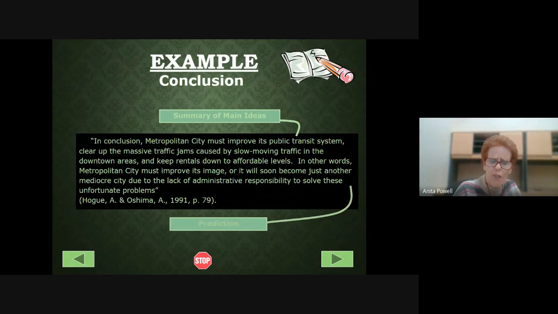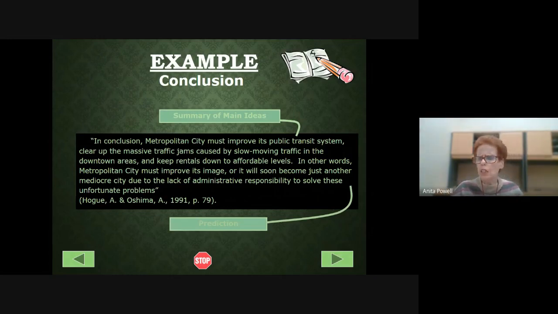Clear up the massive traffic jams caused by slow-moving traffic in downtown areas and keep rentals down to affordable levels. In other words, metropolitan must improve its image, or it will soon become just another mediocre city due to the lack of administrative responsibility to solve these unfortunate problems.